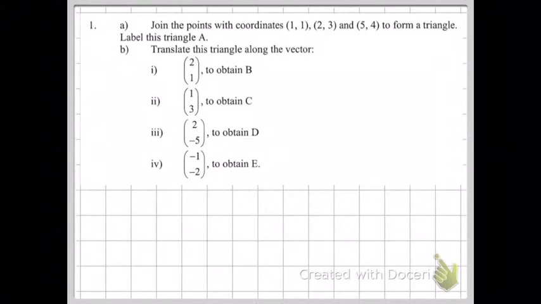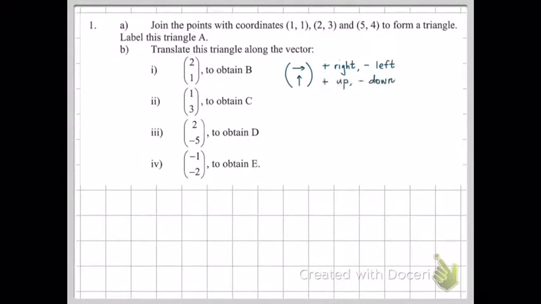Example 1 involves translation, which is when an object moves up, down, left or right, and we use a vector notation to represent the movement. So let's just quickly revise that. The top number is movement right if it's a positive number and movement left if it's negative. The bottom number is movement up if it's positive and down is negative.